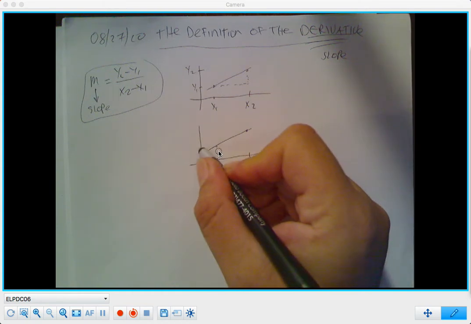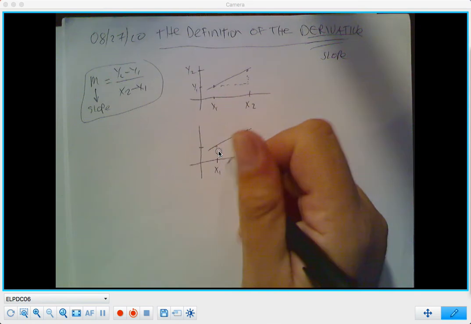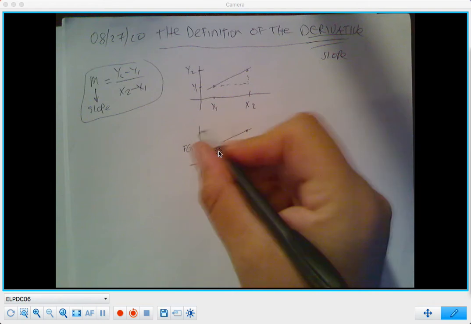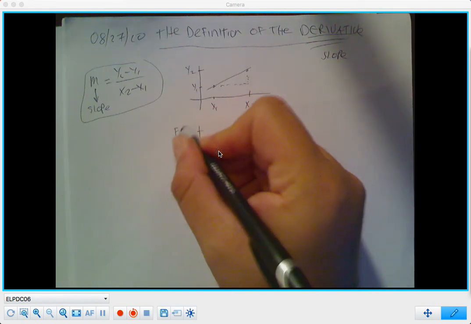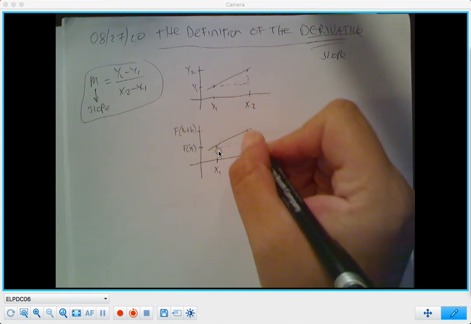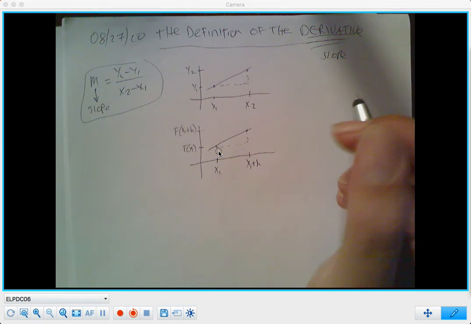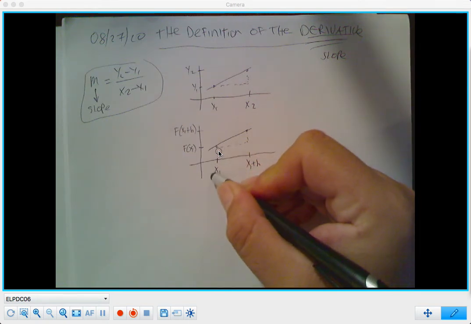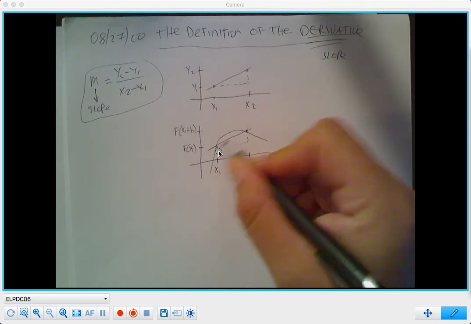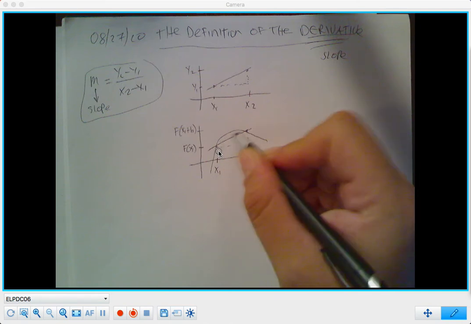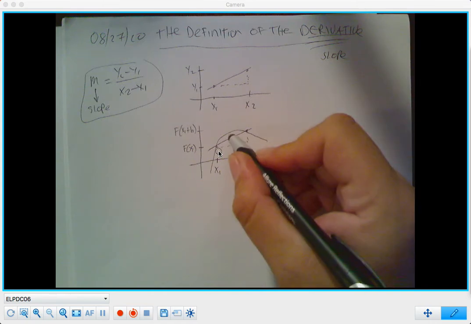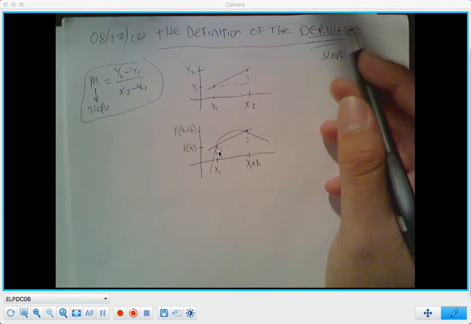So then our y coordinate, because this is a function, this would be f of x1, and then this would be f of x1 plus h. And it's exactly the same thing. Cool. So just picture that you have a function that goes like this. So remember how these are super close? So that will give you a super close slope of a point in a curve. So that's the derivative.